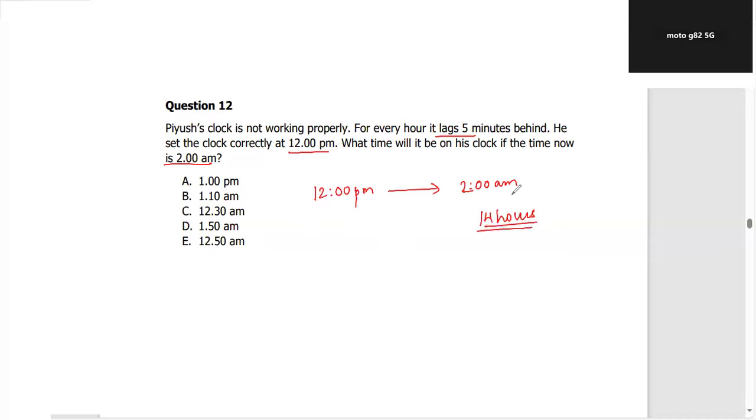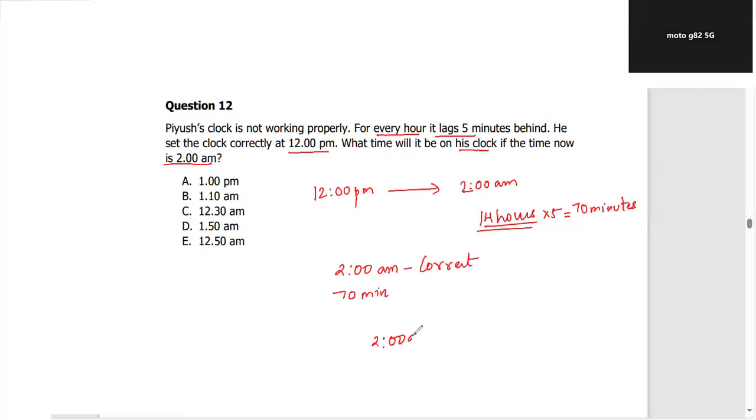Now, for each hour, it is lagging 5 minutes. So basically, how much is the lag? 70 minutes, correct? 14 hours into 5. Now, if it is 2 a.m., what time will be on his clock? So the correct time is 2 a.m. So you need to go back 70 minutes. So how do we go back?